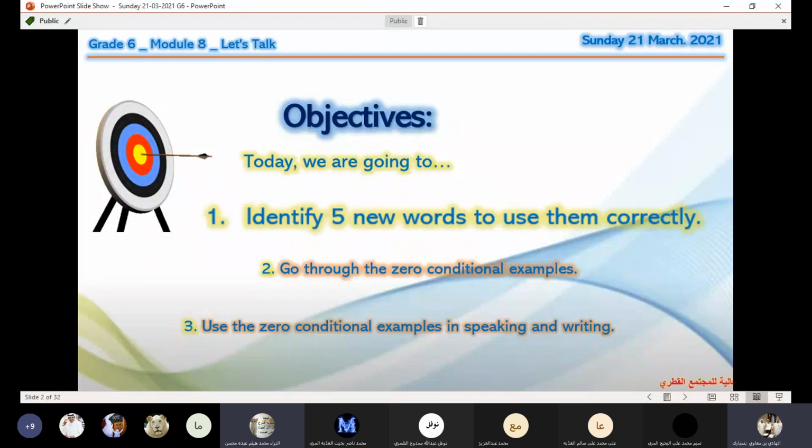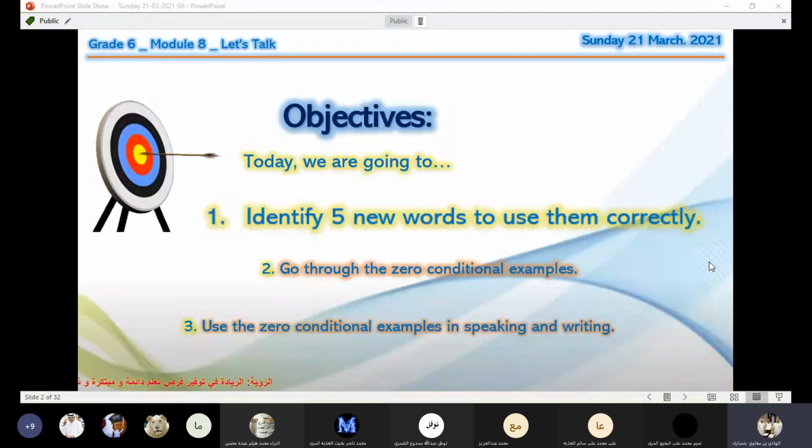Thank you so much, Al-Bara. The first learning objective is to identify 5 new words to use them correctly, right? So how many words are we going to study today? We are going to study 5 new words, okay? And we are going to use them correctly in sentences, right? Now, objective number 2.